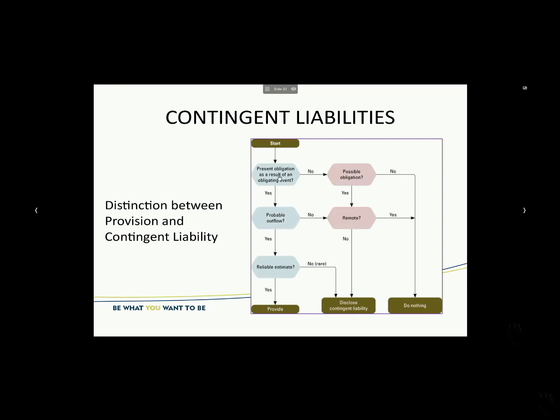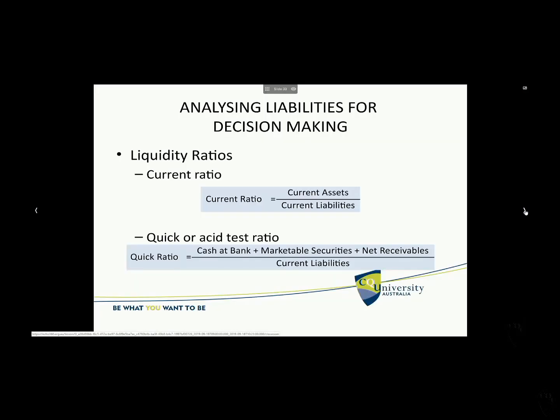If there's no present obligation, but there's a possible obligation, yes. Then is that obligation remote? No. Then it is a contingent liability. If there is no possible obligation, or if it's remote, then you do nothing at all. Not in the accounts, not in the notes, nothing. It's a good little flowchart.